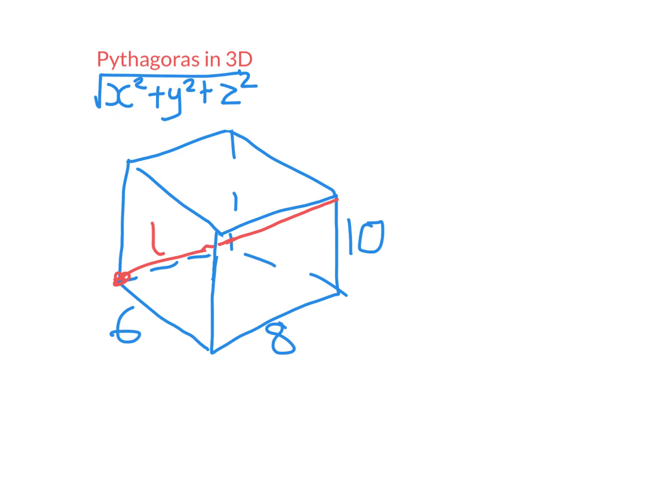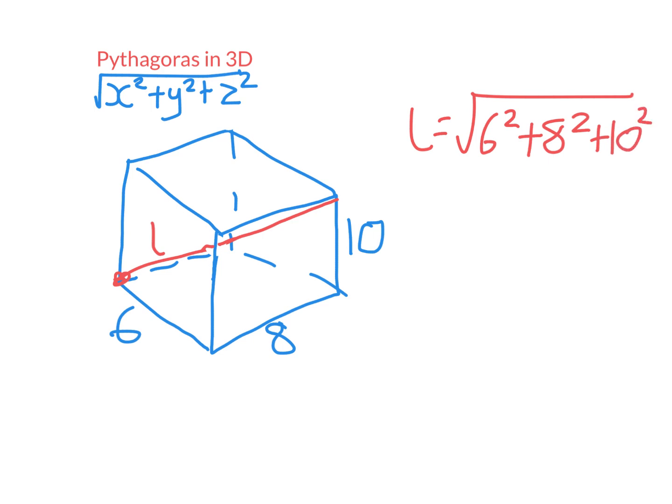It may look a bit complicated, but we simply use this formula here. X, Y, and Z are the lengths. It doesn't matter which you call X, which you call Y, which you call Z. Simply, L, the length, is just going to be the square root of 6 squared plus 8 squared plus 10 squared. So the exact length is the square root of 200, and the approximate or rounded length is about 14.14. And we just write U for units since we didn't know them.